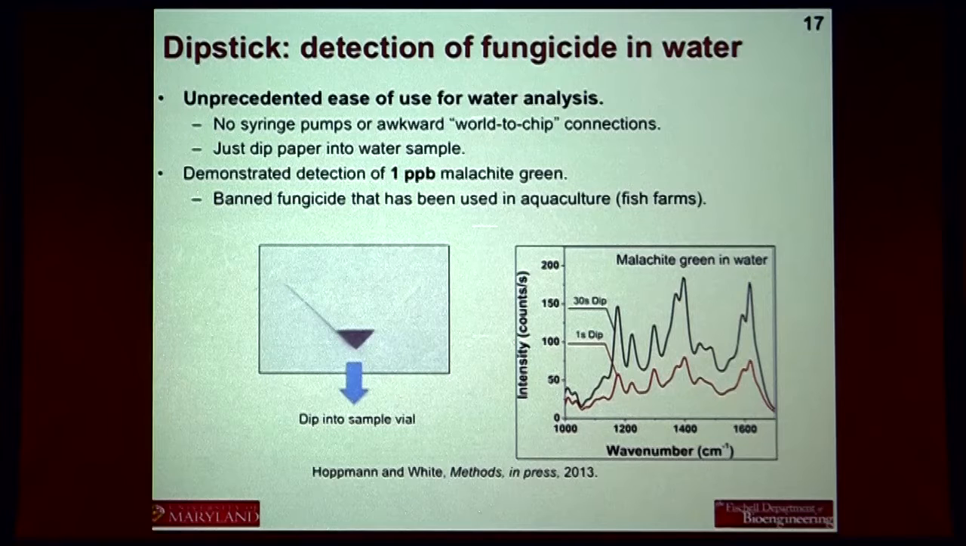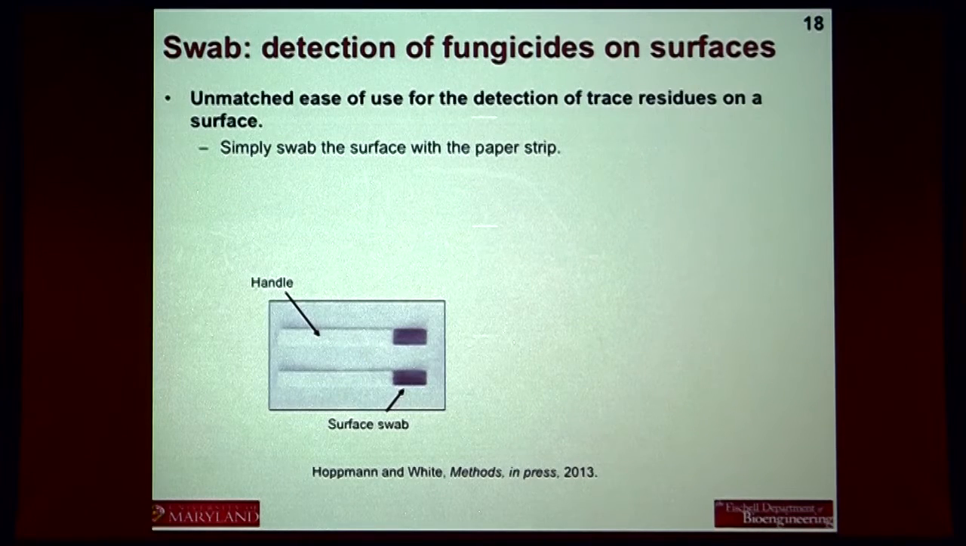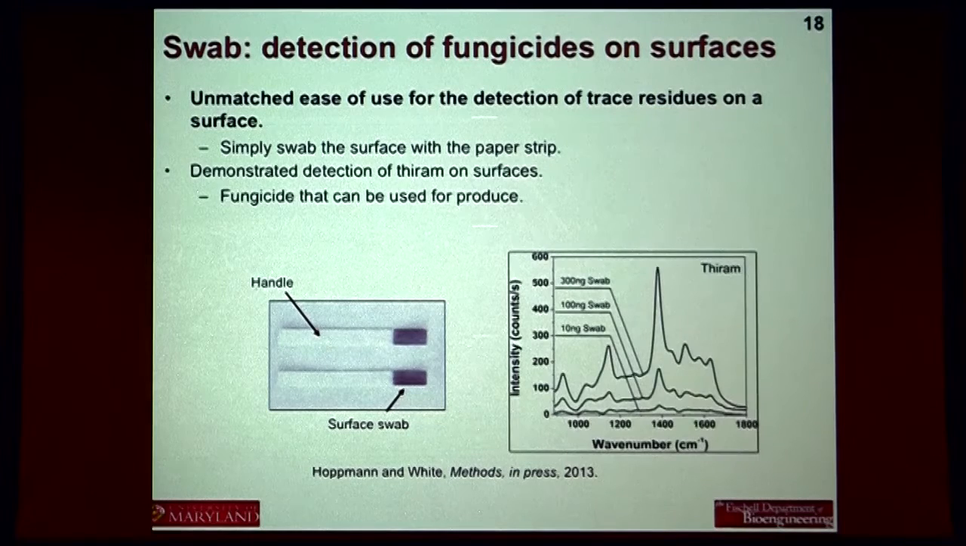This was actually Dr. Harold in Bioengineering, who was the editor of that. So we got an invitation to contribute this work to that. So the swab, again, you can imagine how this works. This is nanoparticles printed onto the tip of a piece of paper. Grab it here, wipe anything you want to. Thyrum is a fungicide used on produce. So here the idea is you wipe the surface of produce with the sensor. And in this case, because you're actually swabbing and relying on how much you can pick up, probably the detection limit's not going to be as great. But if we deposit 10 nanograms onto a surface, we are still able to detect that using these paper devices.